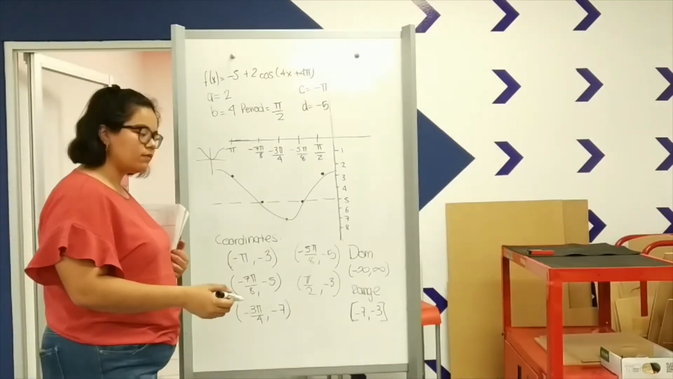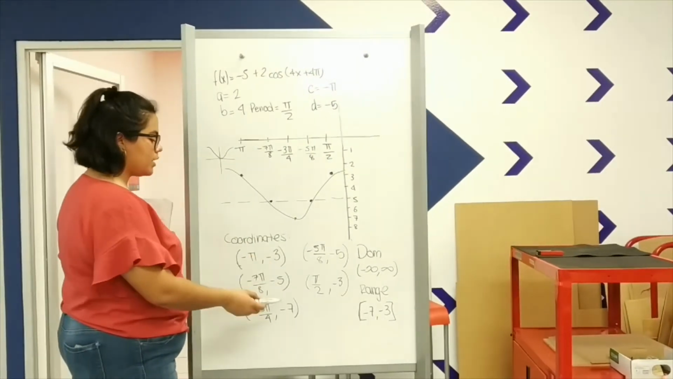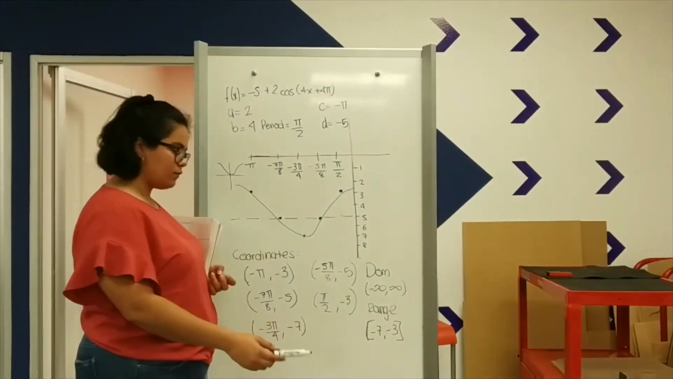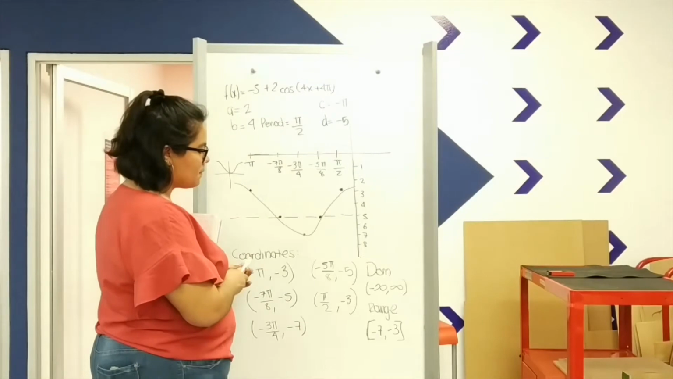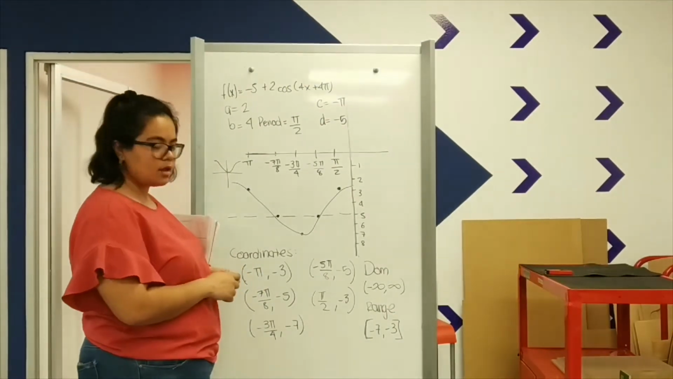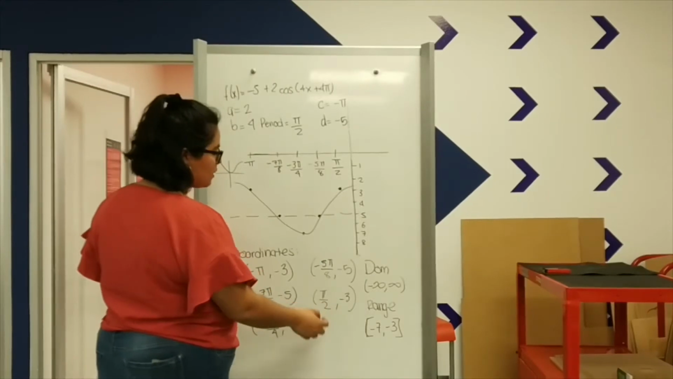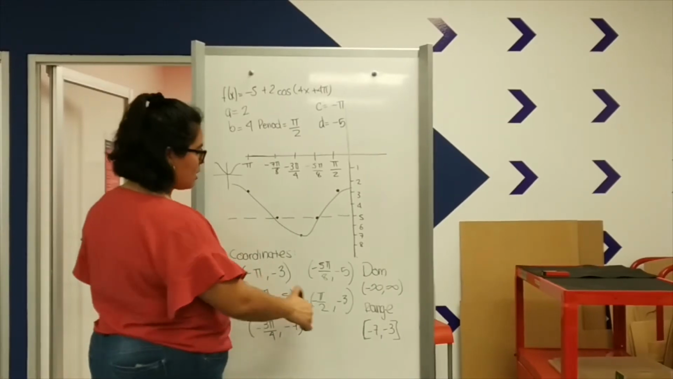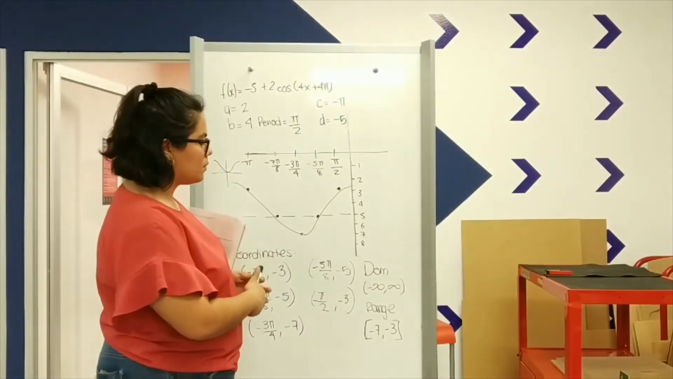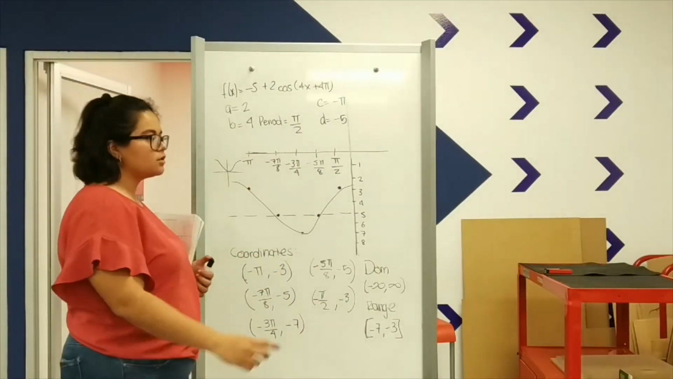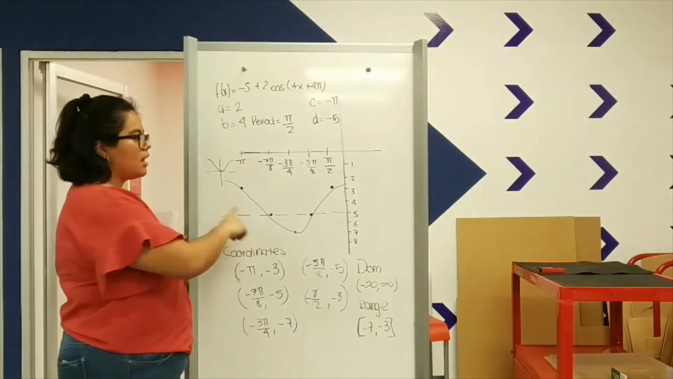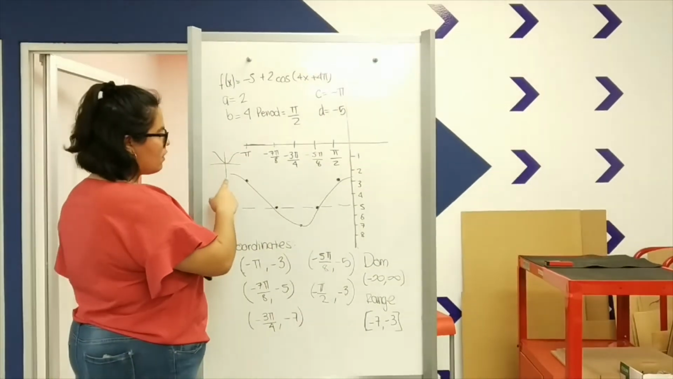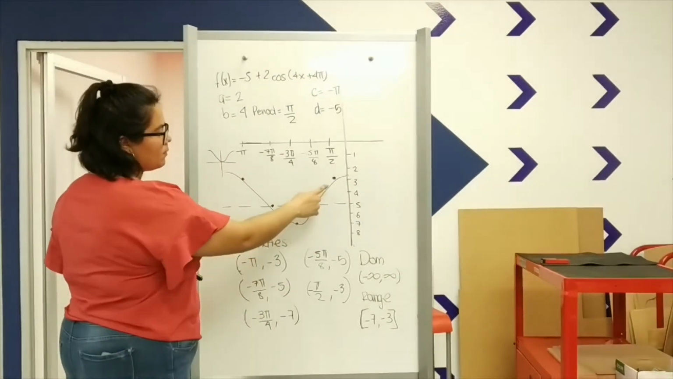So the coordinates of our graph will be -π, -3; -7π over 8, -5; -3π over 4, -7; -5π over 8, -5; and -π over 2, -3. And now the domain will be -infinity to infinity, because this is just a period and the graph just keeps going on, so it's infinite. And the range will be from -7 to -3.